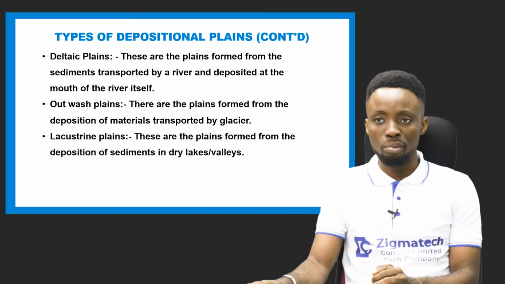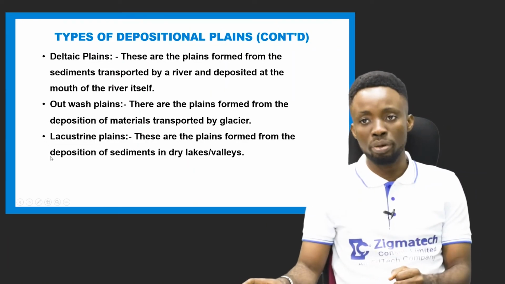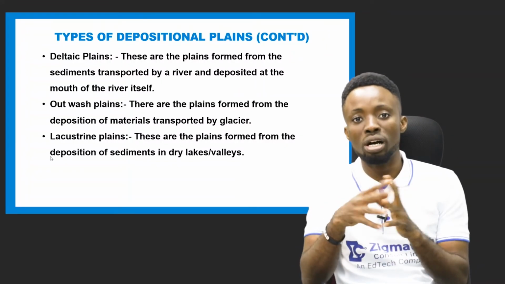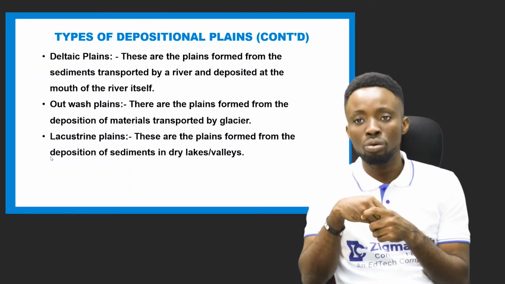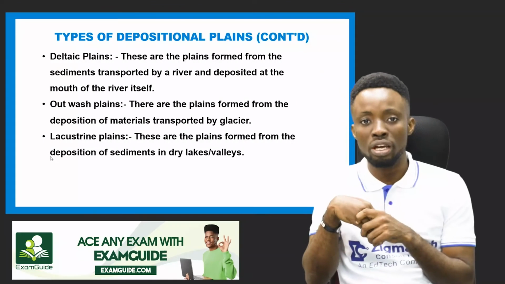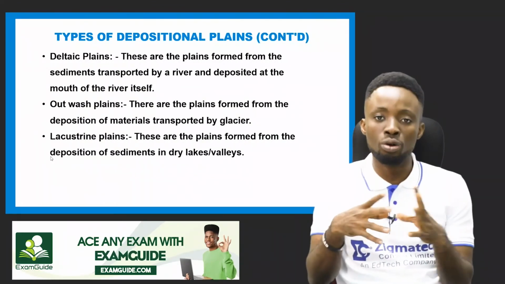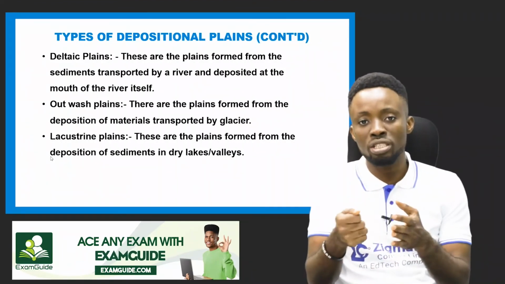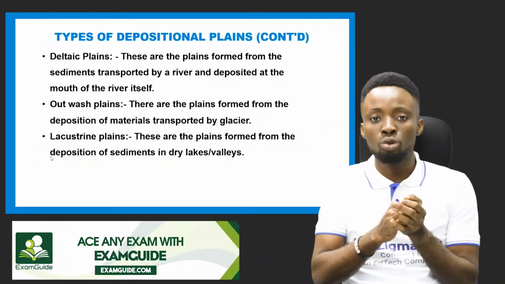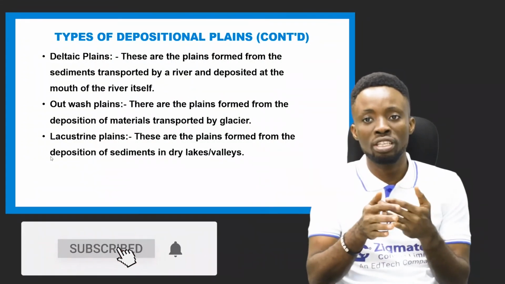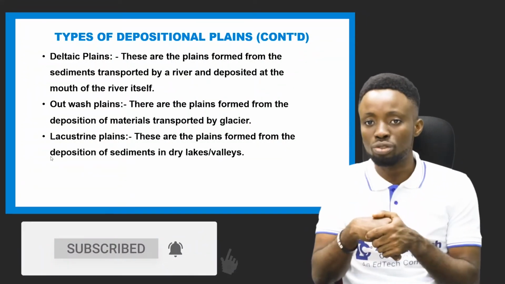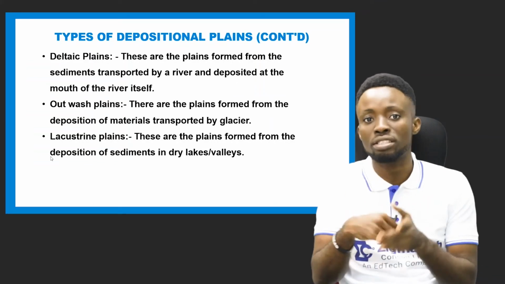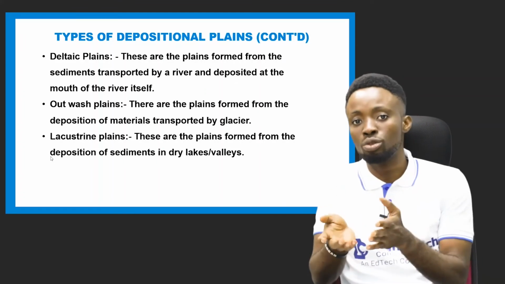So the next type of plain is the deltaic plain. Now, deltaic plains are found at the mouth of a river. So when we have a river in its lower course trying to offload its sediments in order to empty into the ocean, we have the formation of a deltaic plain around such a particular place. Then we have a type of plain that is formed by the action of ice. We call that type of plain the outwash plain.